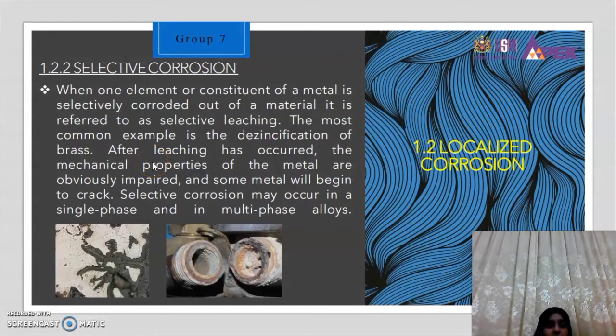Third is selective corrosion. Selective corrosion occurs when one element or constituent of a metal is selectively corroded out of a material. It is referred to as selective leaching. The most common example is the dezincification of brass. After leaching has occurred, the mechanical properties of the metal are obviously impaired and some metal will begin to crack. Selective corrosion may occur in a single phase and also in multi-phase alloys.